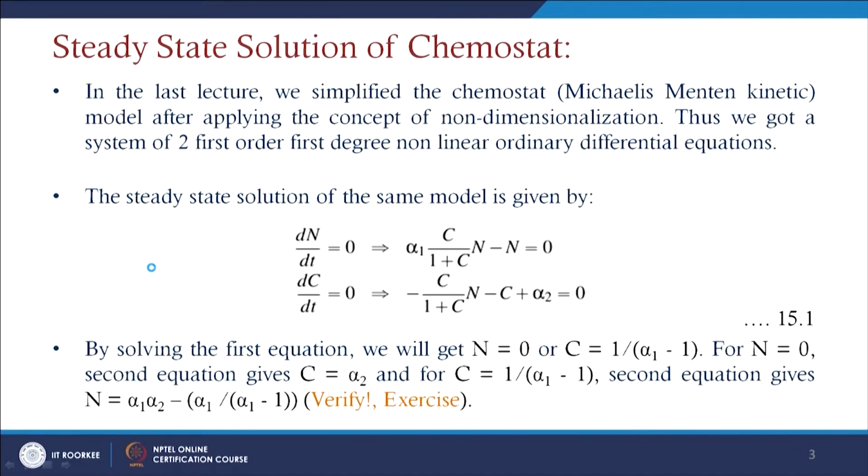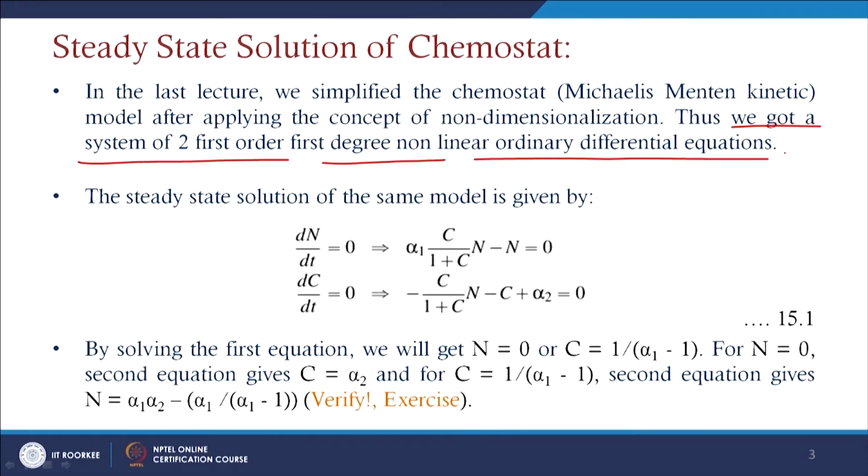So, first, if we go for the steady state solution of the chemostat, we have discussed that this chemostat model, or Michaelis-Menten kinetic model, used the concept of non-dimensionalization to simplify the model, and we obtained a system of two first order, first degree equations in nonlinear form there. So, that is why we have written here that we got a system of two first order first degree ordinary differential equations.